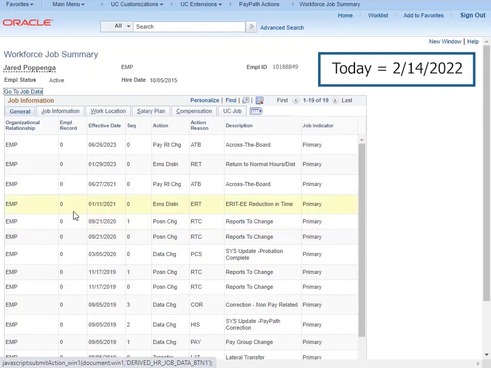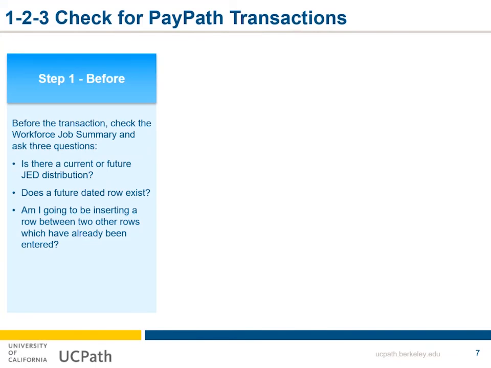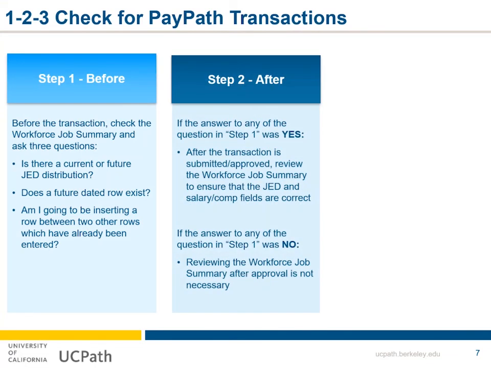Going through the questions, is there a current or future JED distribution? Yes, because there is an ARIT row, which is entered into the system using JED. Does a future dated row exist? Yes, there are 2 future dated rows, one for 1/29/2023 and one for 6/26/2023. Am I going to be inserting a row between 2 other rows which have already been entered? Yes, if I enter a row for today, February 14th, 2022, it will be entered between the 6/27/2021 row and the 1/29/2023 row. If the answer to at least one of these 3 questions was yes, then the workforce job summary needs to be checked once the transaction has been submitted and approved.